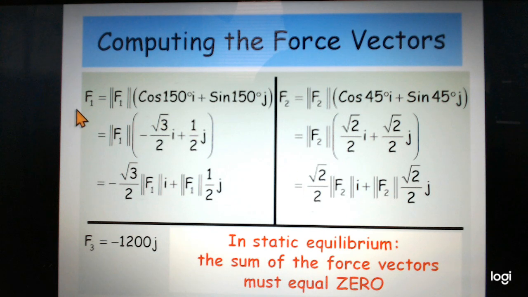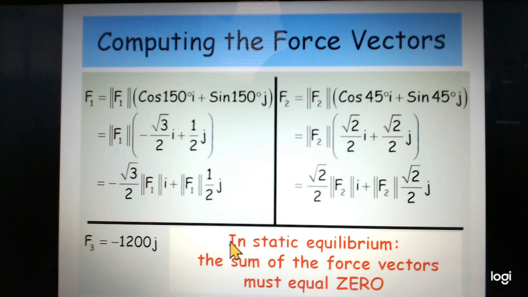Okay, so here's our definition. Vector F1 is the magnitude times its direction. Vector F2 is the magnitude times its direction. And the easiest one is vector F3. The magnitude is 1,200 pounds, and it's negative, directed down the j direction. Okay, so let's work these out.